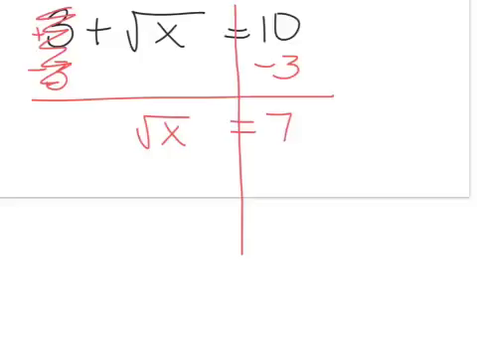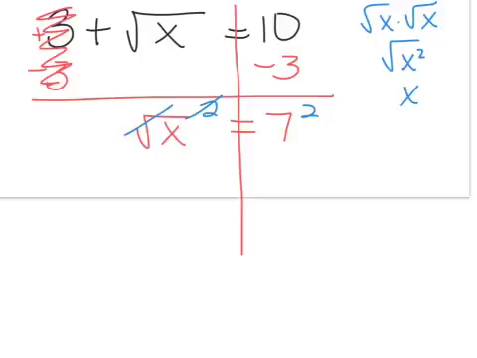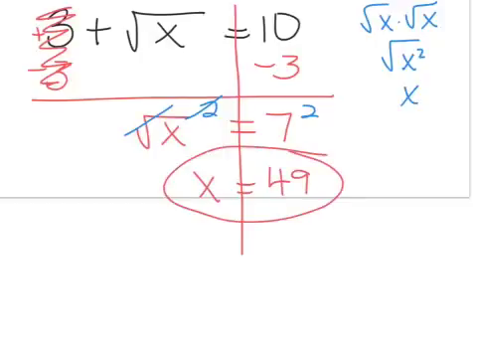Step 2 is to undo the radical, and we do this by squaring it. The square root of x times the square root of x is really the square root of x squared. Well, what's the square root of a number squared? It's just the number. So when we square a square root, we get rid of the square root, and we're left with x equals 7 squared, which is our answer. x is 49. If I plug 49 into the original equation and solve it, the left side should also equal 10.